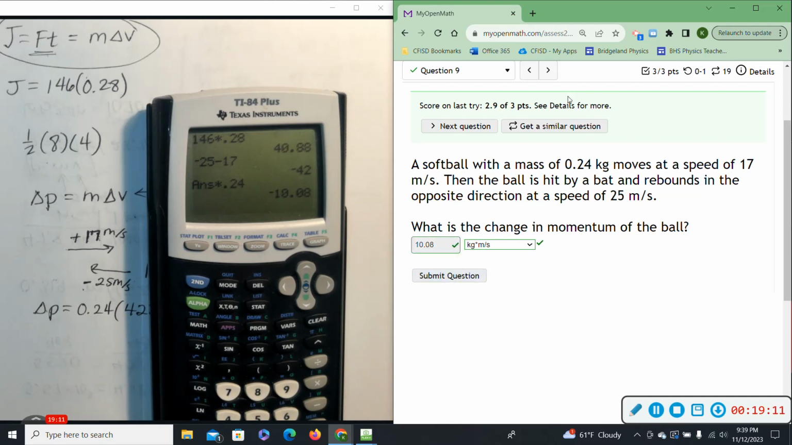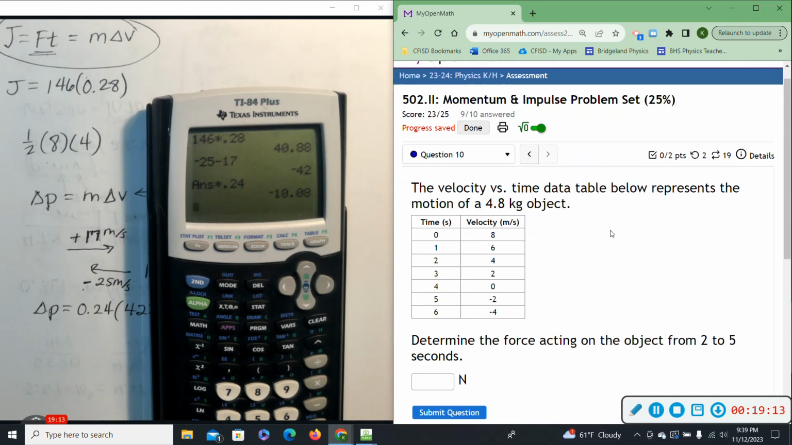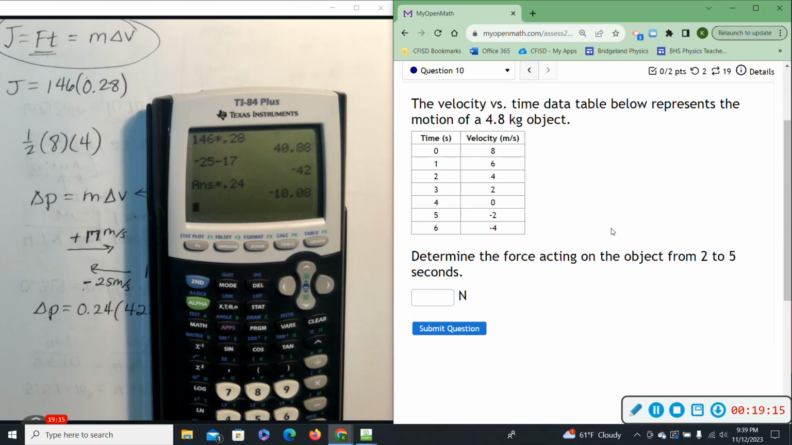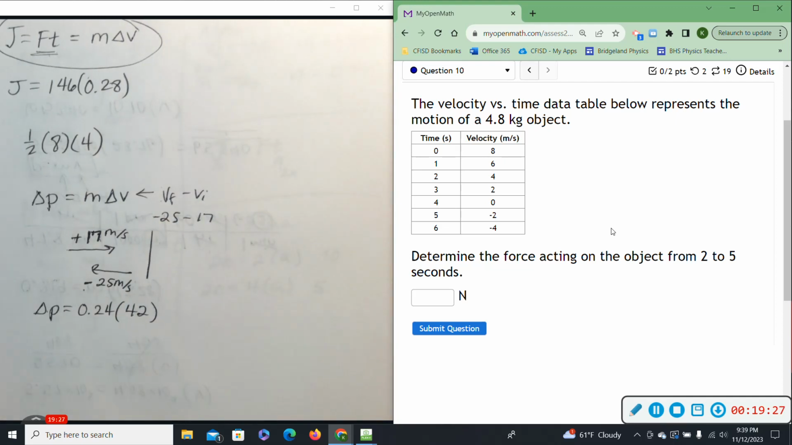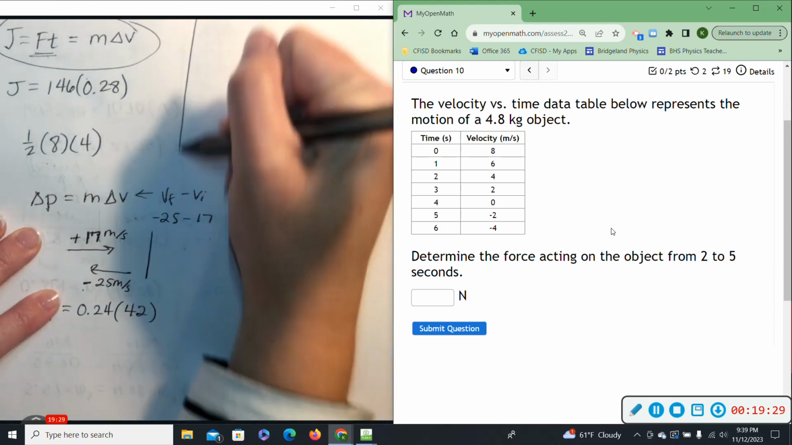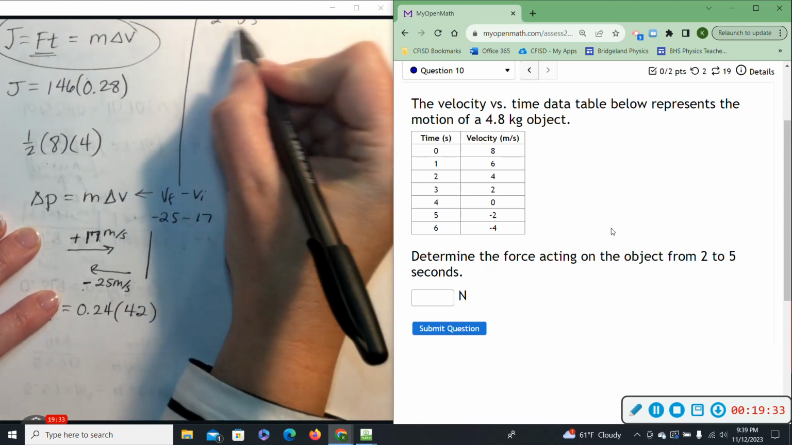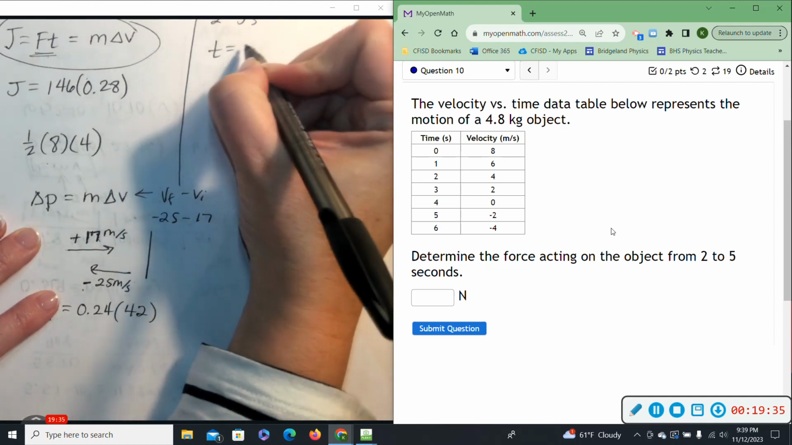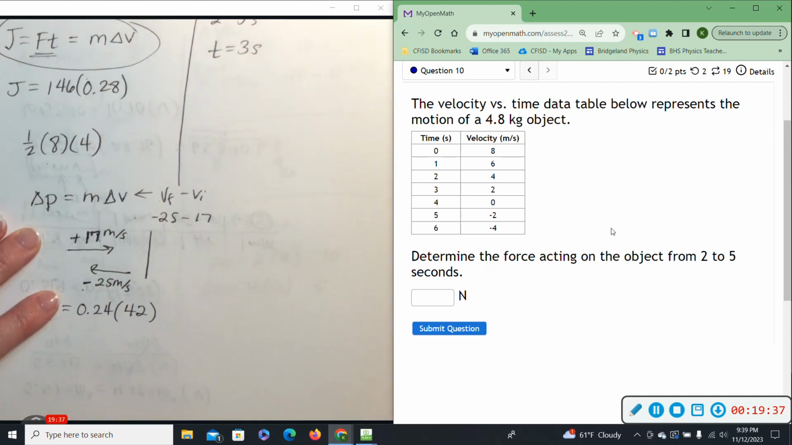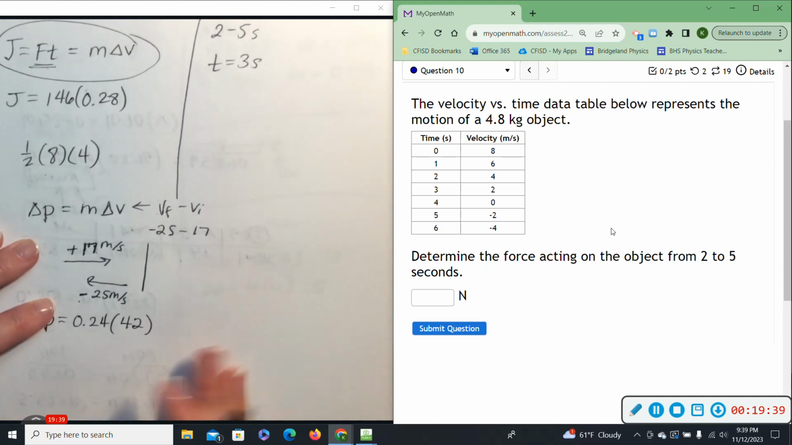It does. Question 10, last one, says the velocity versus time data table below represents the motion of a 4.8 kilogram object. Determine the force acting on the object from 2 to 5 seconds. Looking at this data table, from 2 to 5 seconds is all we care about. That is a time window that is 3 seconds long. I'm only looking at 3 seconds of data here.